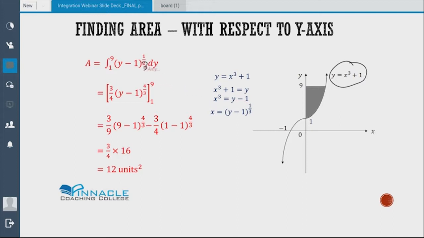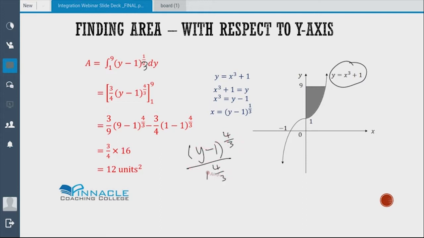So that's actually meant to be a third. Okay, so the boundaries would be 1 to 9. So add 1 to the power becomes 4 on 3, and then divided by the same power would be the reciprocal, which is 3 on 4. So talking about it, that's what I meant.